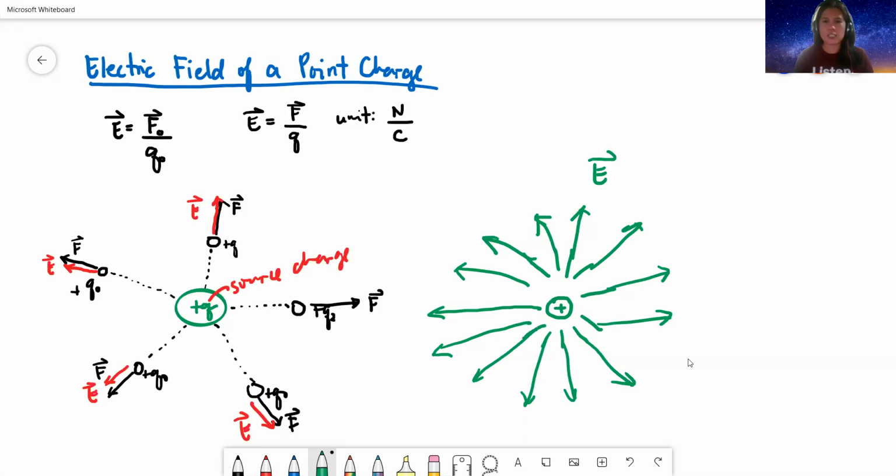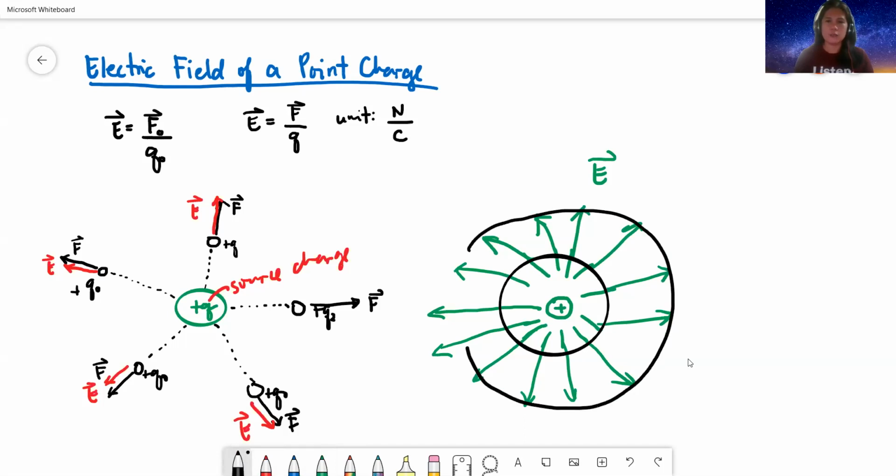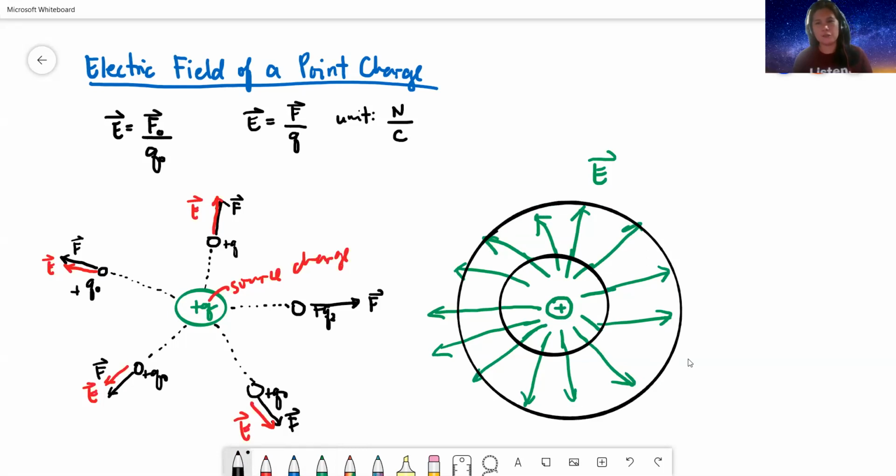So if I draw concentric circles with the test charge at the center, a closed surface here, and another circle with a larger radius. If you look at the closeness of the field lines, these are called electric field lines. These are geometric figures that we use to visually represent the electric field.